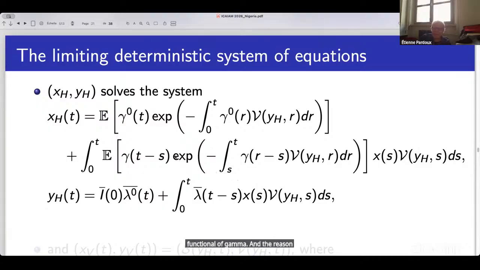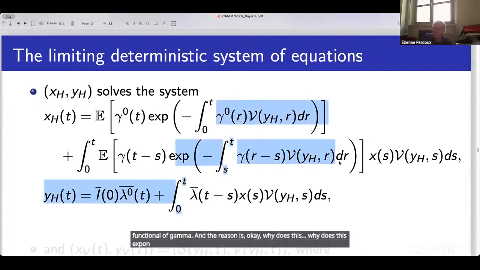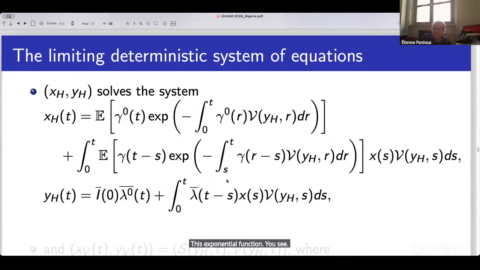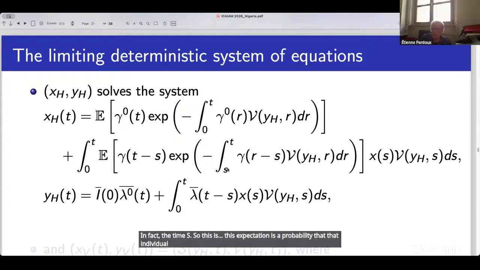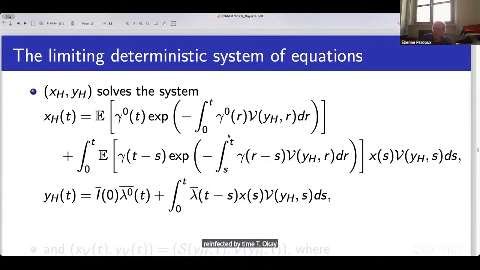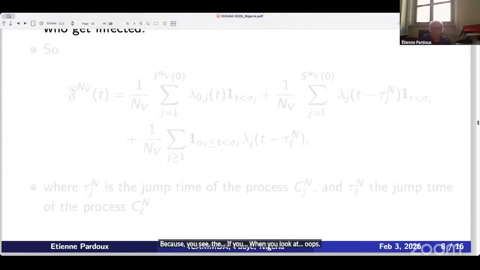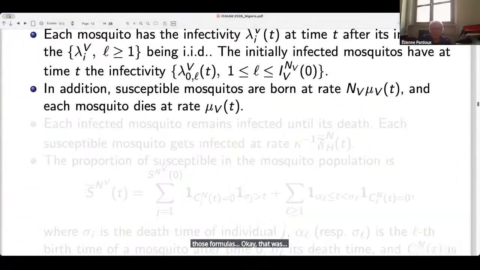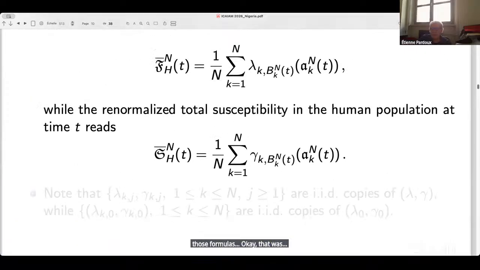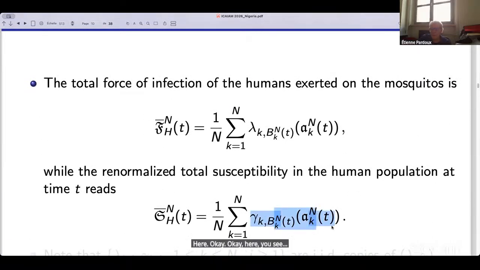And the reason is, why does this exponential function appear? You see, suppose that an individual has been infected at time s. So this expectation is the probability that that individual has not been reinfected by time t. This is a probability of no reinfection. I was looking at the equation for the limit as n goes to infinity of that quantity. That's why it's reasonable to have a look at this again.